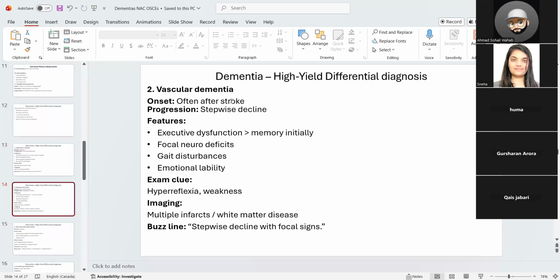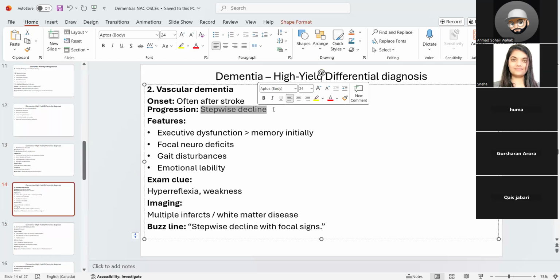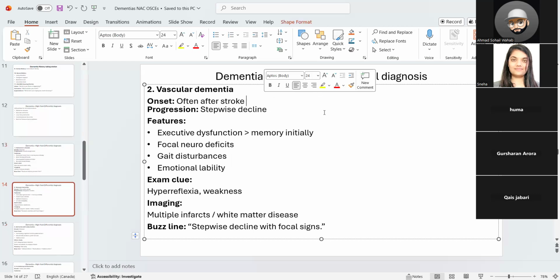Second, vascular dementia. Usually after stroke, you would see it. In vascular dementia, the progression is stepwise decline. Patient is at baseline, has one sudden decline, then they become steady at that state and may have another sudden decline. So it happens like that and usually is quicker compared to Alzheimer's.